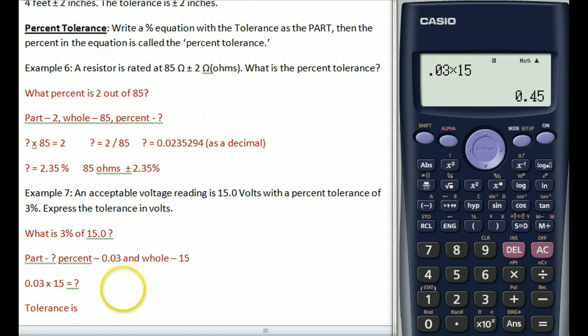So the tolerance is, it's plus or minus again, 0.45 volts. Now, I don't make you write the plus or minus for sure, because that's a hard thing. But you do have to write the units, the word volts. And when you do percent tolerance, you actually have to write percent tolerance in your answer. So make sure you write the words.